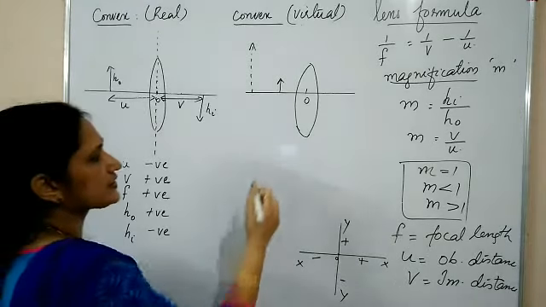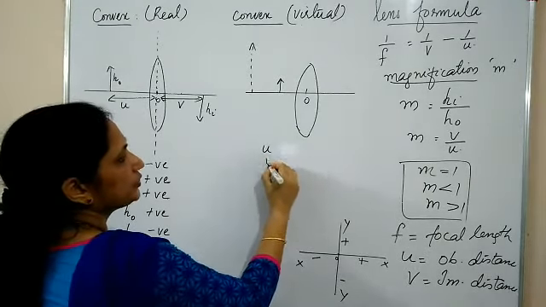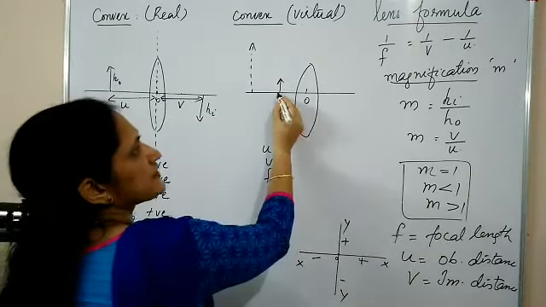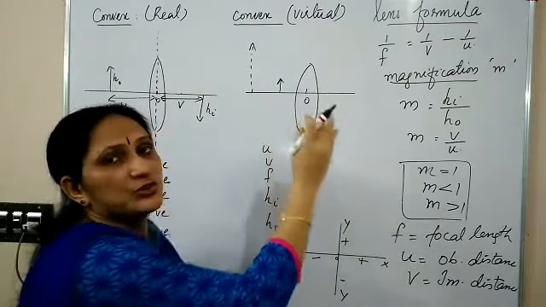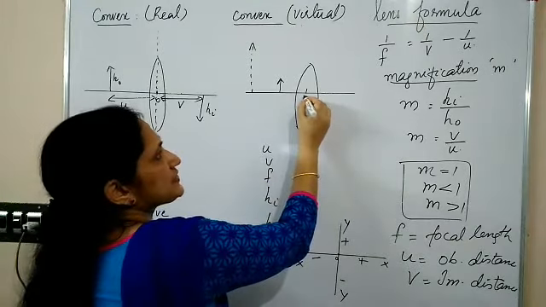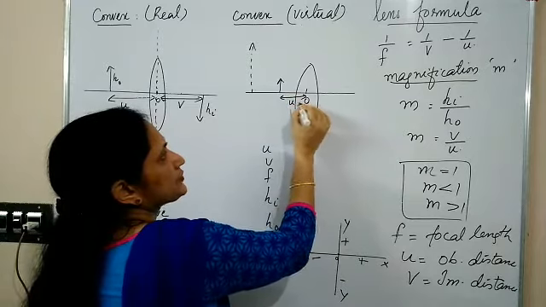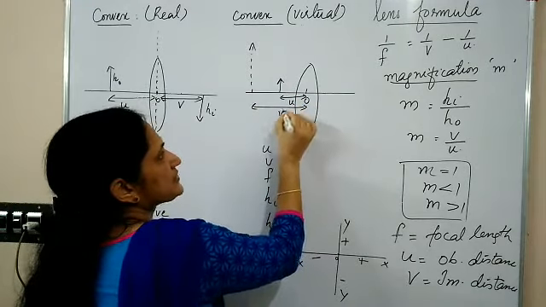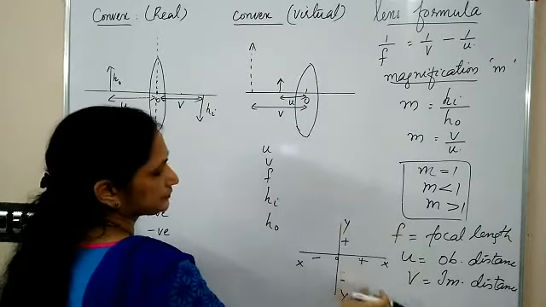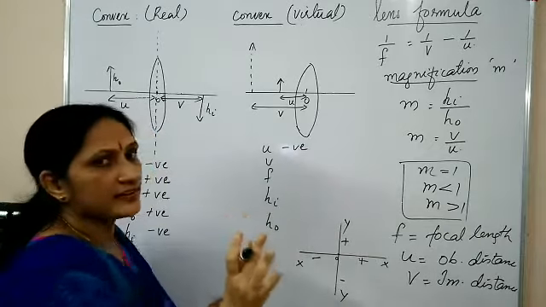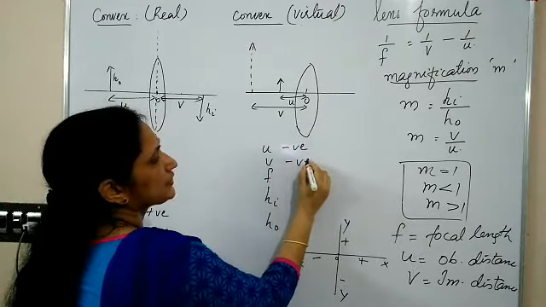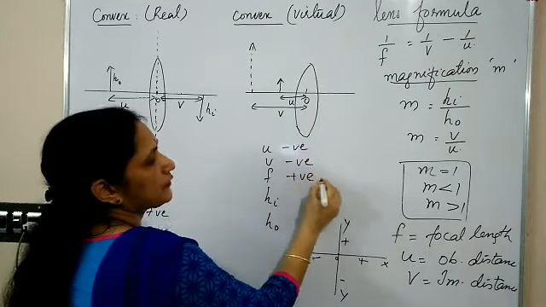So these are the signs for U, V, F, height of object and height of image. Okay. Now, in this case, how is the sign decided for U, V, F, HI and HO? Here, this is the object, this is the image. A virtual image is always formed on the same side of the object, that is the left side. So this is U, the object distance, and this is V, the image distance. U comes on this side, which means U is negative. U will always be negative. The object is to be kept on the left side. V is also negative. Focal length is positive for a convex lens.